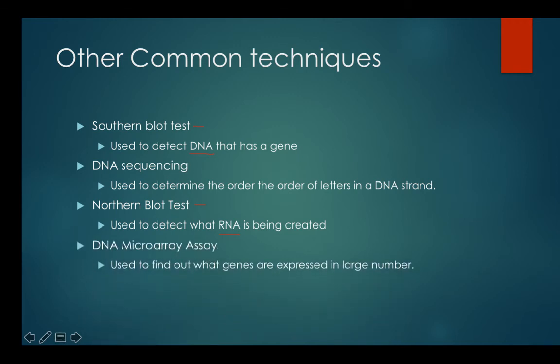The final one is called a DNA microarray assay. Basically, the DNA microarray assay is almost the exact same as Northern blot, except Northern blot only tests for a couple of strands, so 1 or 2 strands of RNA. The DNA microarray tests for everything. It's like one big test to see what RNA is being created. So if Northern blot only looks for 1 or 2, the microarray looks for all of them.